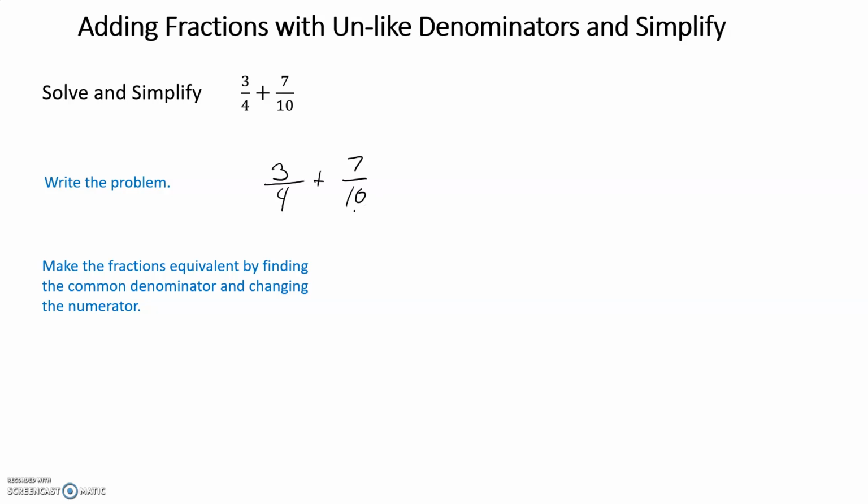Okay? So then I'm going to go to 20. The next multiple of 10, 10 times 2, is 20. Is 20 a multiple of 4? And the answer is yes. So that is going to be my common denominator, 20. So plus 20.